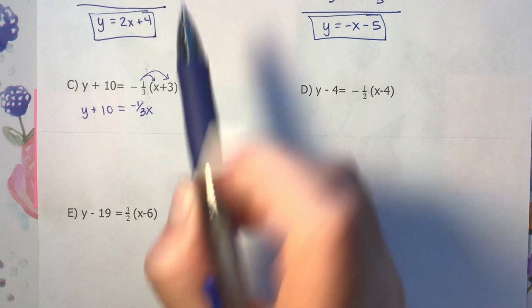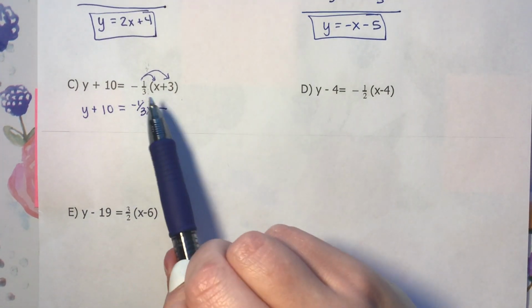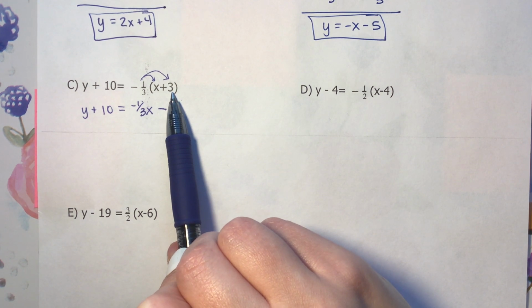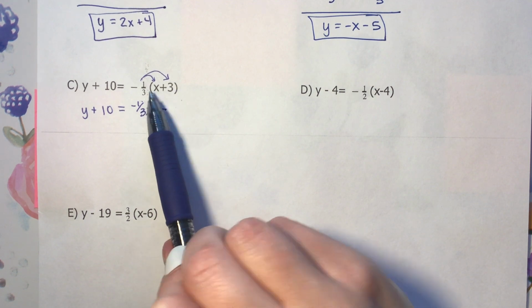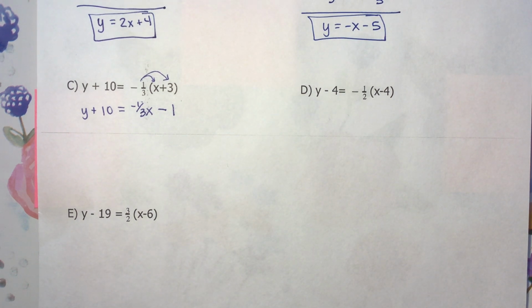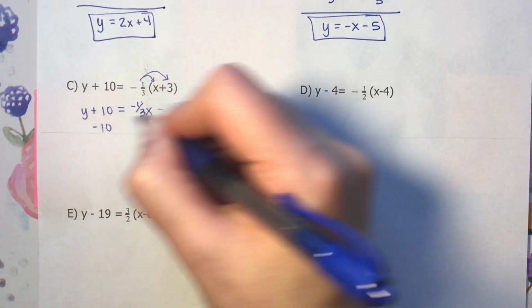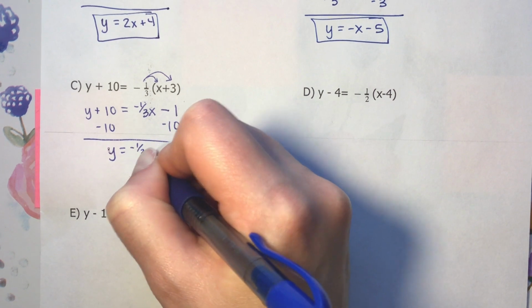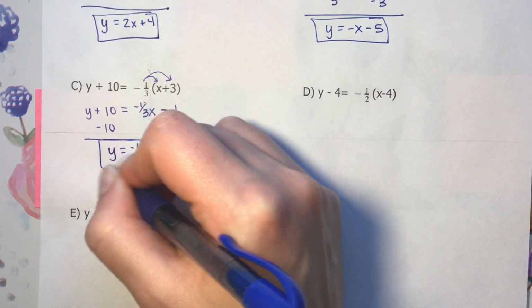I have a negative times a positive, so I know I'm going to be minus 1/3 times 3. Remember, if I'm multiplying by a third, that's the same thing as dividing by 3. So I could think, oh, what's 3 divided by 3? 1. So it's going to be minus 1. Now get your y value alone. So I'm going to subtract 10. I get y is equal to negative 1/3 x minus 11.